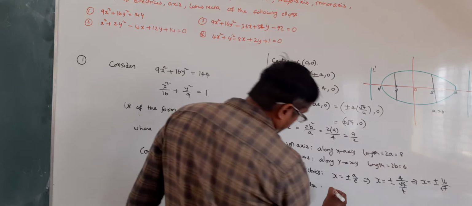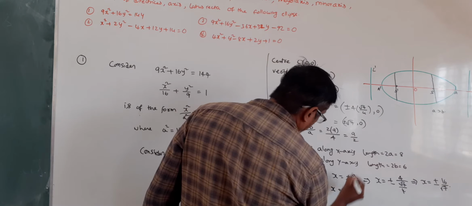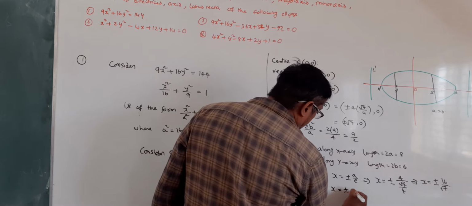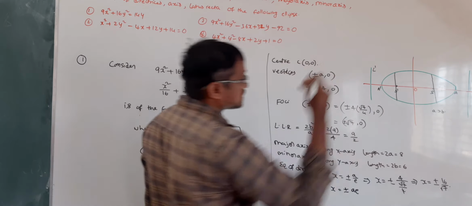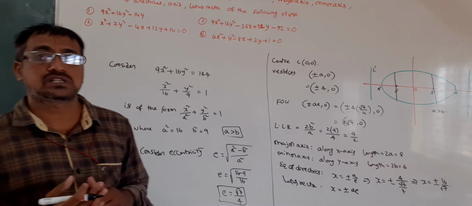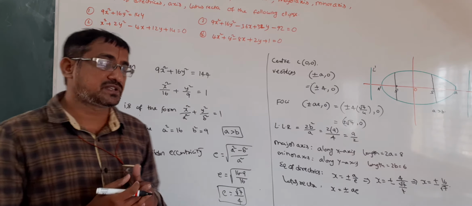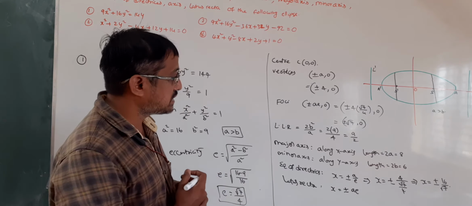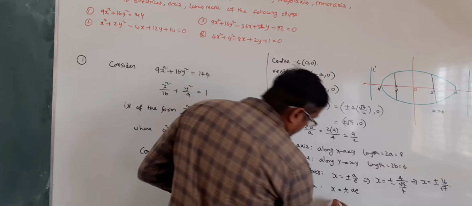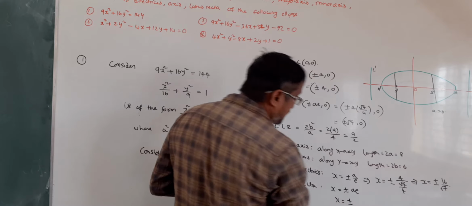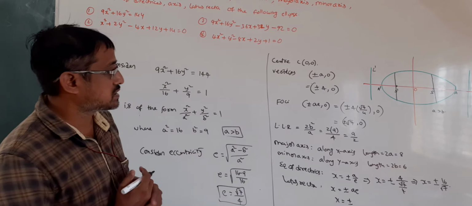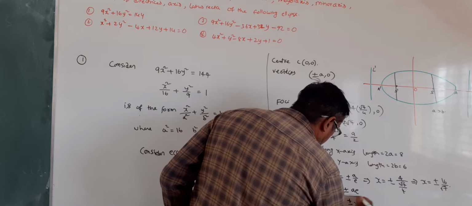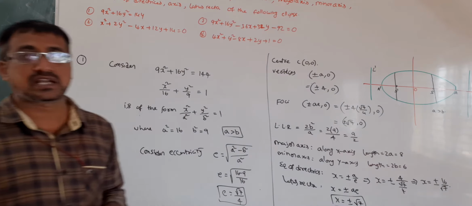So their equation can be written as x is equal to plus or minus ae, since they are passing through the focus. The foci are plus or minus ae comma 0. So we can write them as x is equal to plus or minus ae. So x is equal to plus or minus, what is ae here? We have ae here, plus or minus root 7. So these are the latus recta.